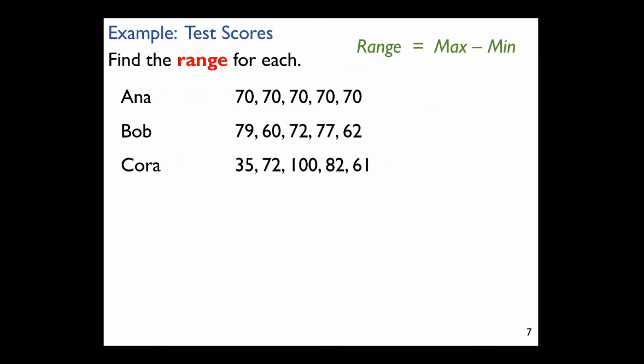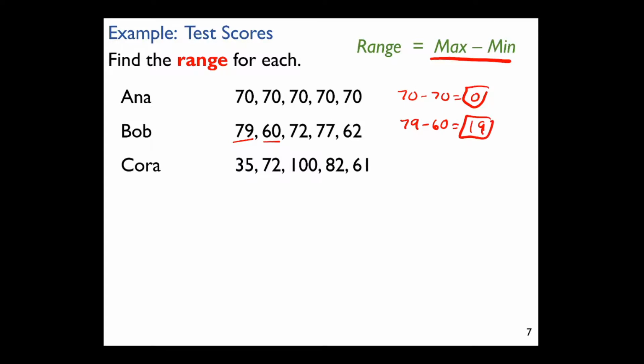Let's hit the easy one first for the measure of variation. So let's look at the range. The range is very simple. It's just the maximum value minus the minimum. So for example, for these 3 students, the range for this one would be 0, right? 70 minus 70, 0. For Anna, 0. For Bob, the largest value is 79 and the smallest is 60. So that's 79 minus 60 gives me 19.